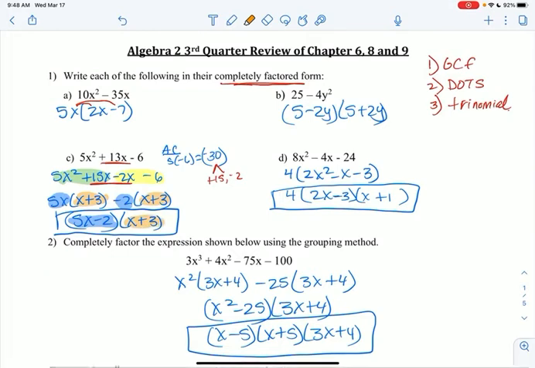All right, and D is an example where you're going to have to factor completely. So I'm going to factor out a GCF of 4, and I'm left with 2x squared minus x minus 3. And then that 2x squared minus x minus 3 can be factored to 2x minus 3 and x plus 1.